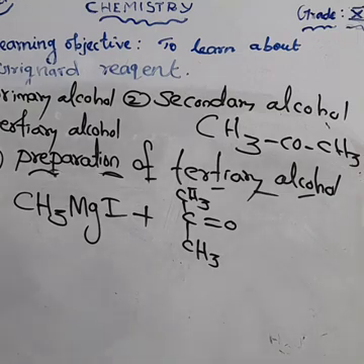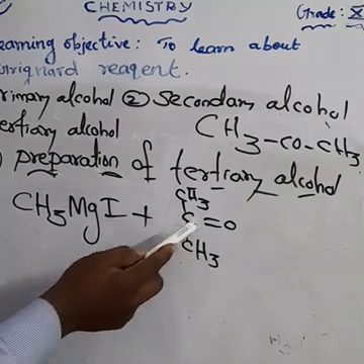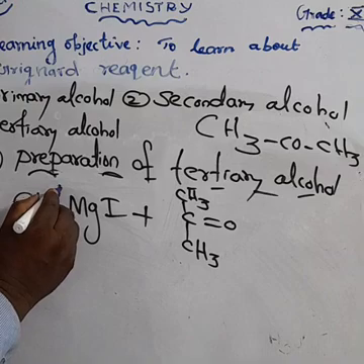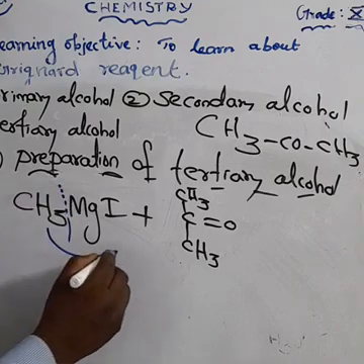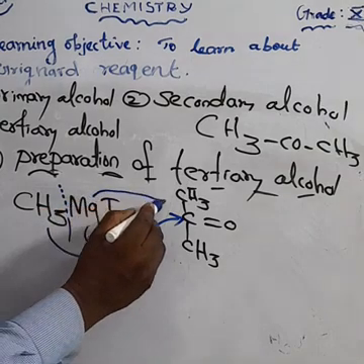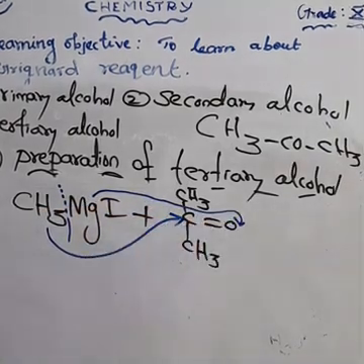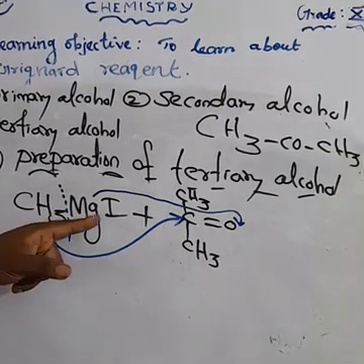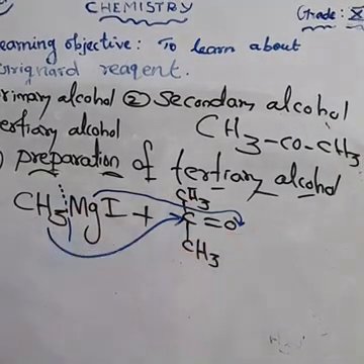So here, don't forget that the valency of carbon is 4. Carbon has 4 electrons in its outermost shell. Anyhow, this methyl group is attached to the carbon. This MgI is attached to the oxygen. Can you understand? The same concept only. Methyl group is attached to the carbon and MgI is attached to the oxygen. So can you say what is our expected product?